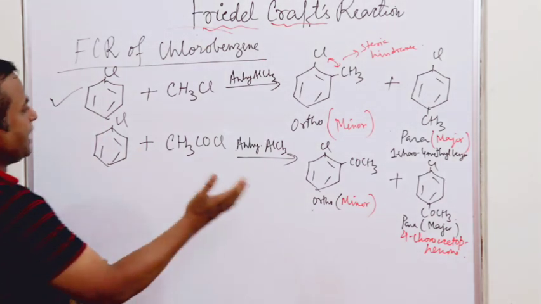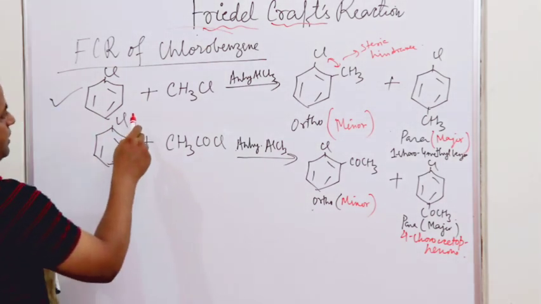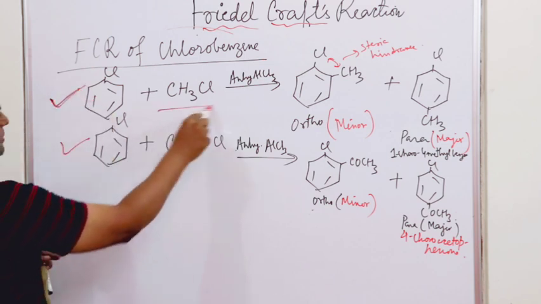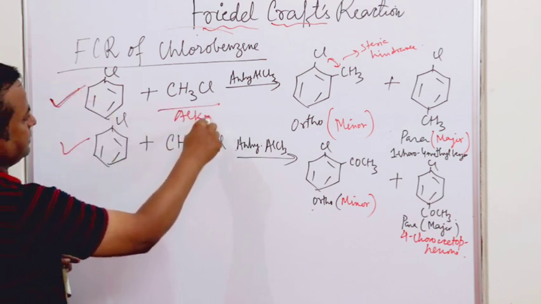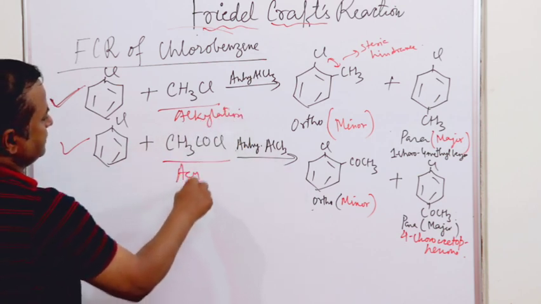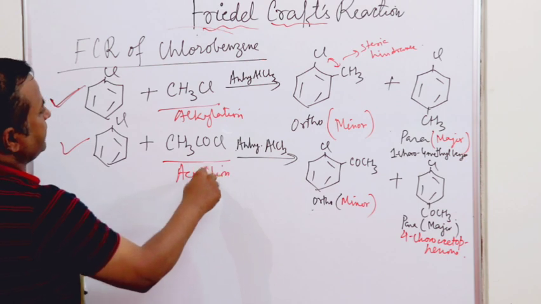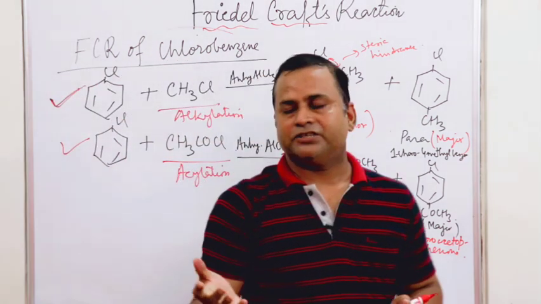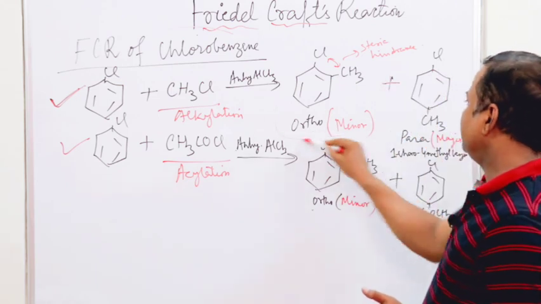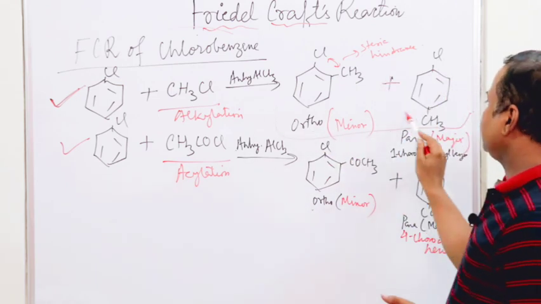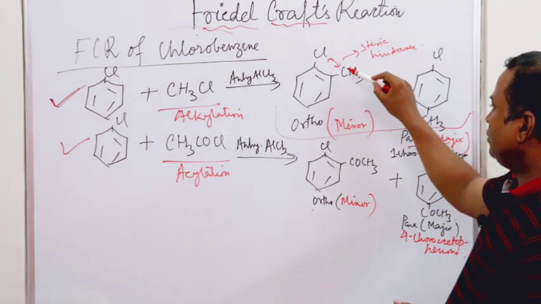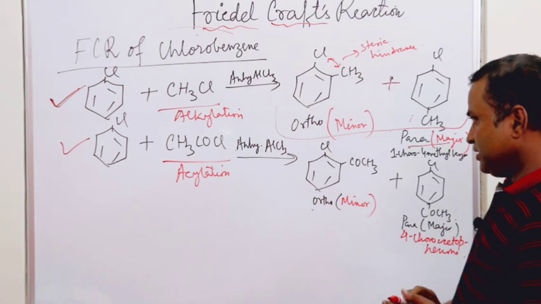So whenever you are carrying out Friedel-Crafts acylation or alkylation, this is alkylation and this is acylation. Whenever we are carrying out Friedel-Crafts alkylation or acylation of chlorobenzene, we get a mixture of products. Please remember, a mixture of products, one ortho product, one para product. Now the para product is the major product. Why? Because in the minor product there is steric hindrance.